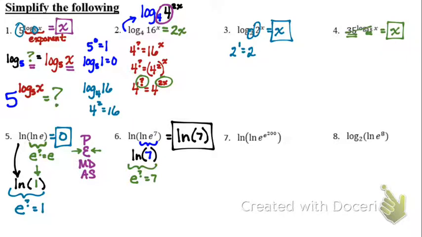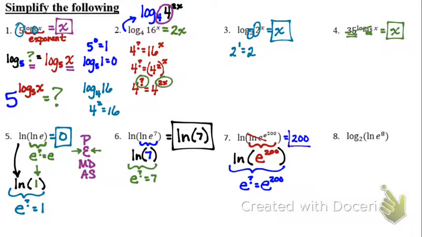Ooh, number 7 has a lot of pieces here, doesn't it? How will inside the parentheses simplify? e to the 200. And then I still have that natural log on the outside. Can I simplify that further? What would that give me? 200. e to what power gives me e to the 200? So that simplifies to be 200.